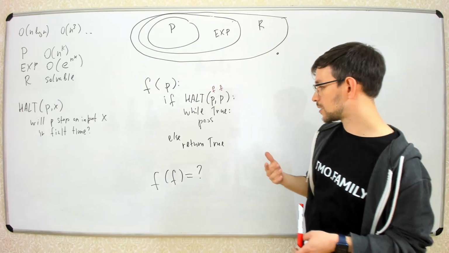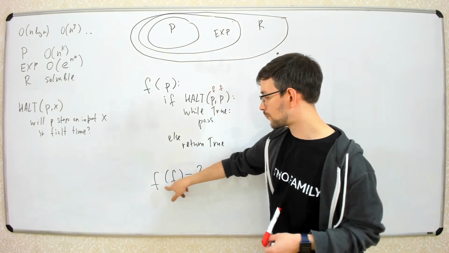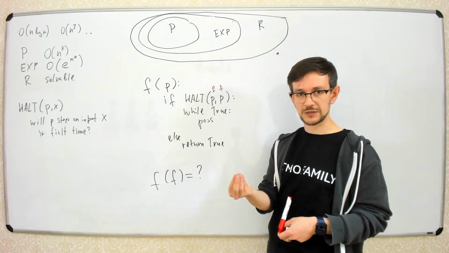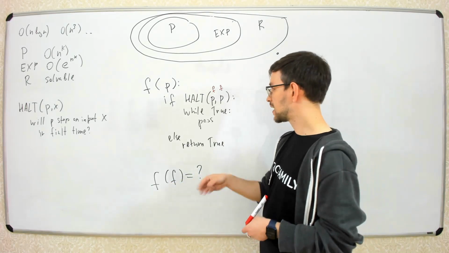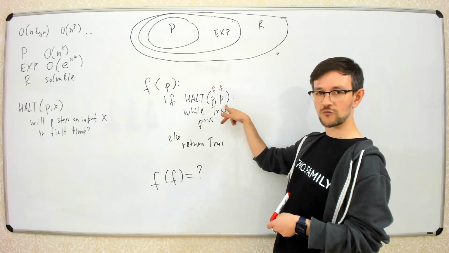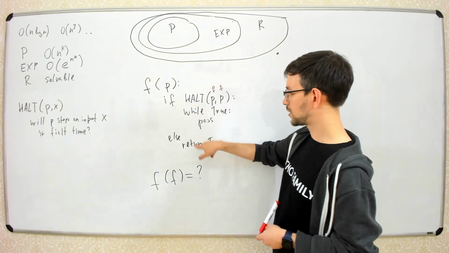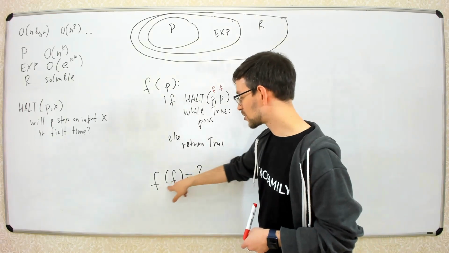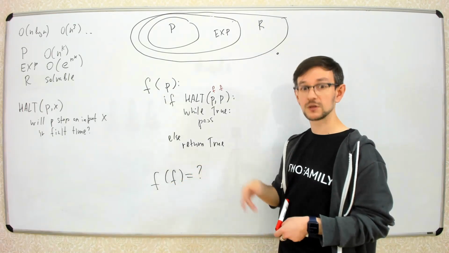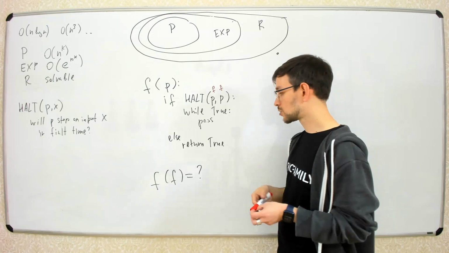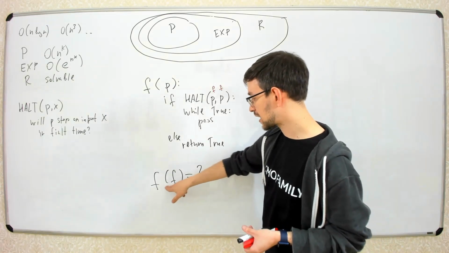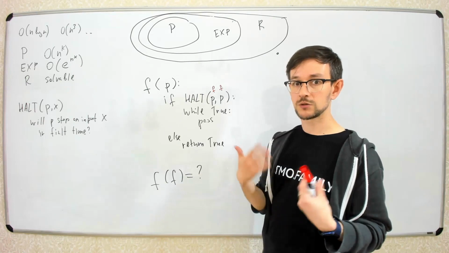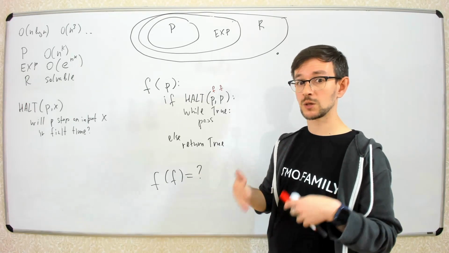On the other hand, if this program f doesn't stop when you give it itself as an input, then this holds, return true or return false. Then you go here and return true. So if your function doesn't stop, then it stops. Again, you have contradiction. So this program f cannot stop on this input and cannot work infinitely on this input. So you have contradiction in both cases.